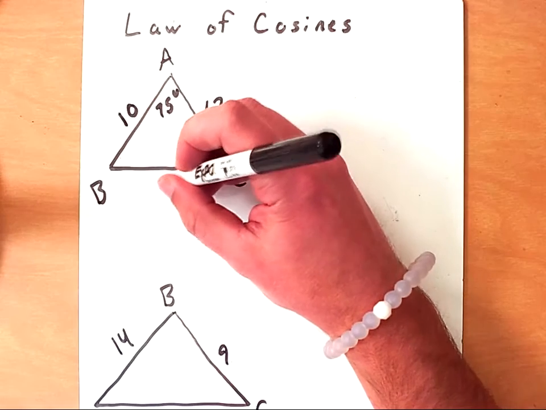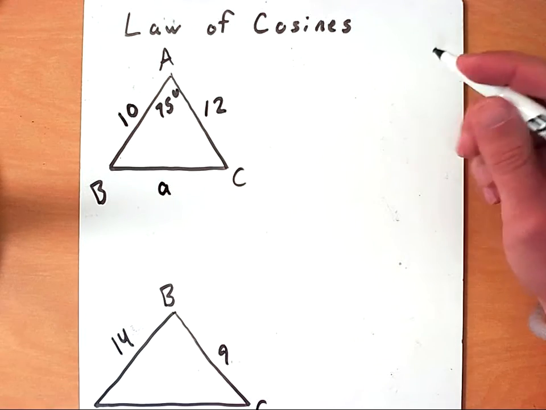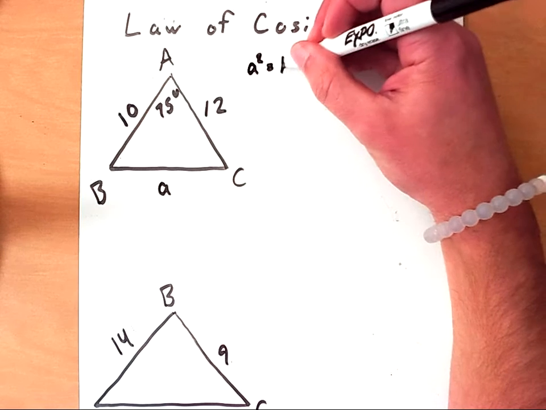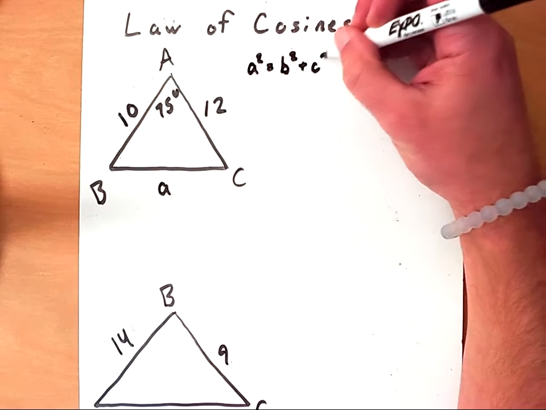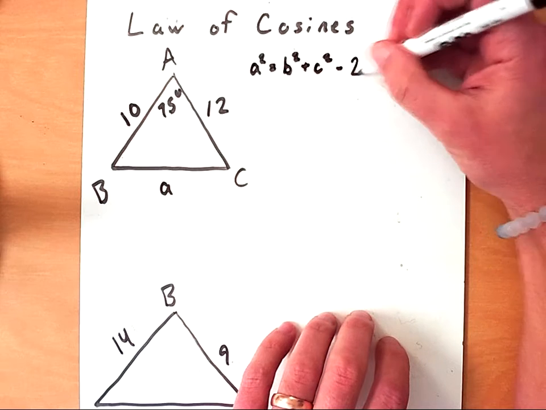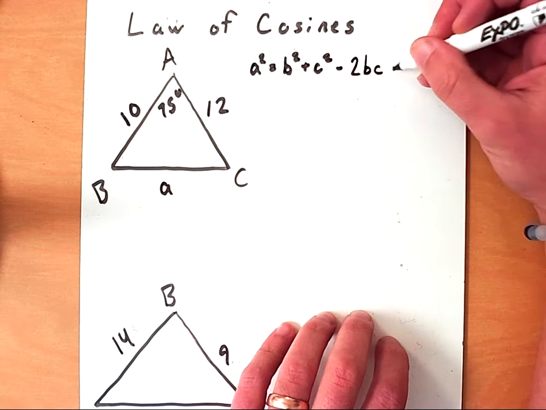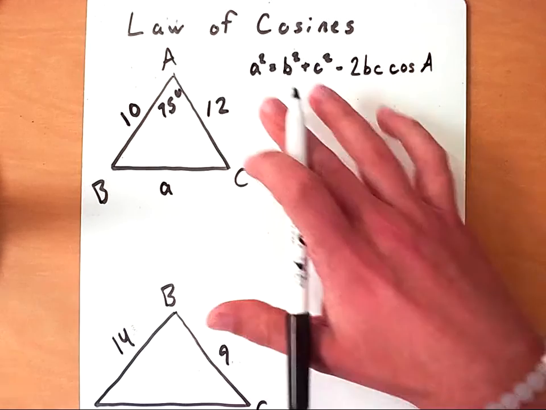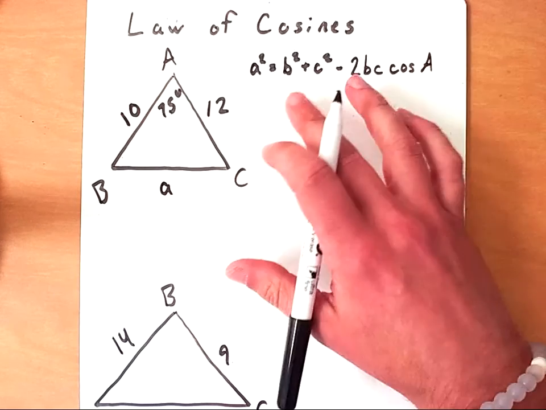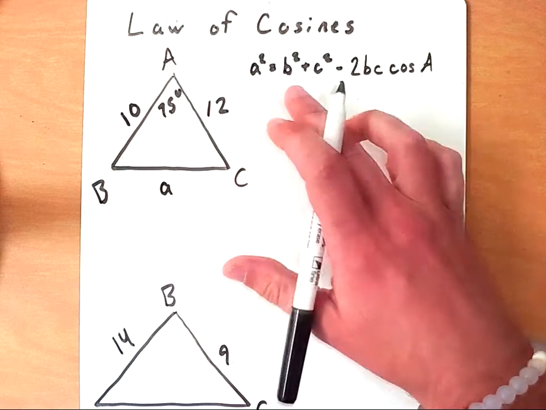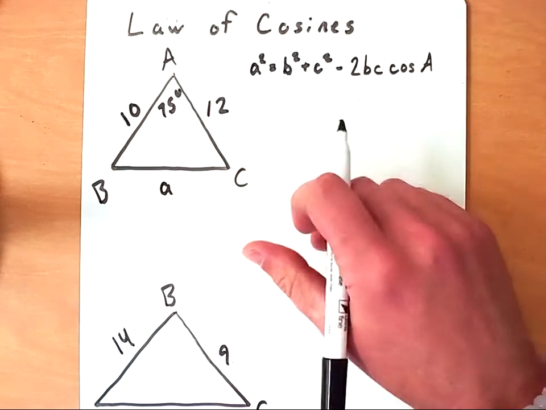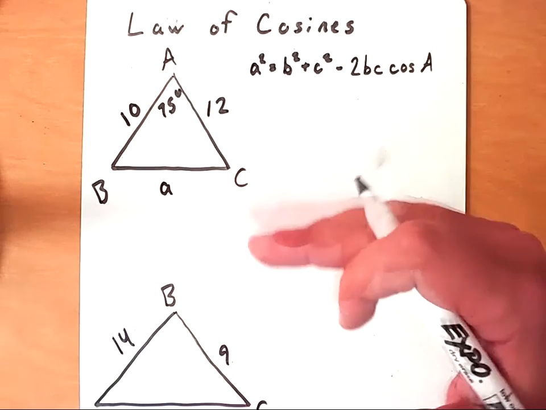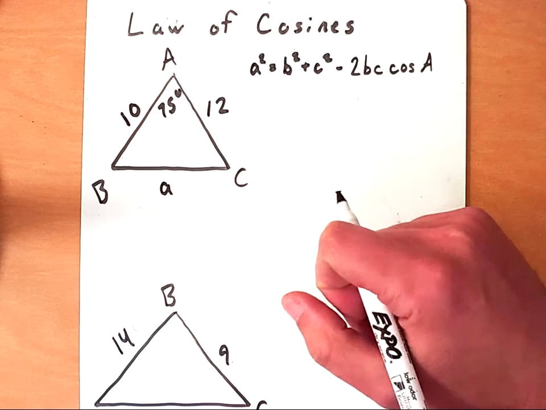If we wanted to solve for side A, we'll use the law of cosines, which is a squared equals b squared plus c squared minus 2 times b times c times the cosine of A. And you can move these variables around. If we want to solve for b, we simply move b over to the left side and put a here and here with c, and then we use the cosine of b. So you can move this around to solve for any side that you need to.